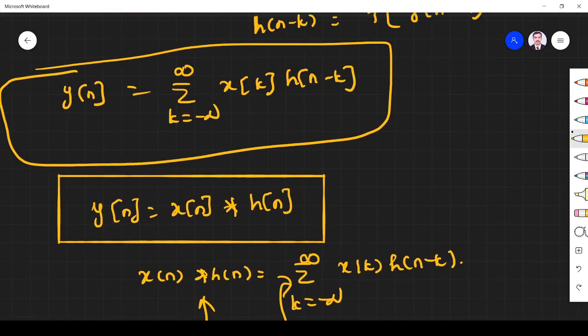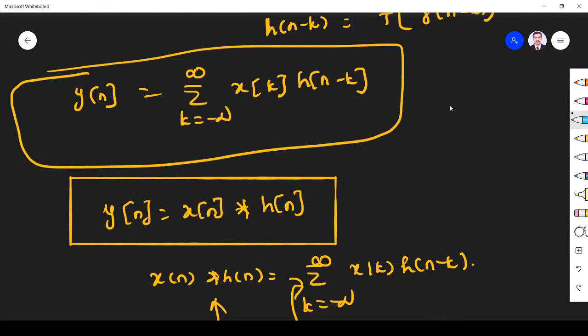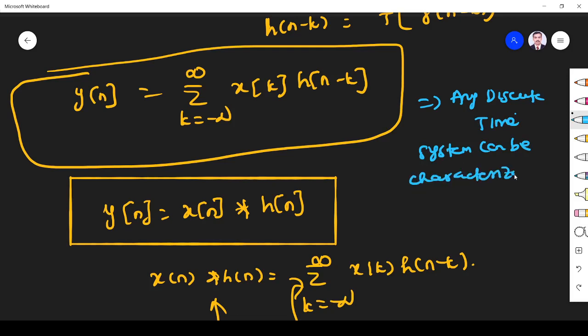So as usual, what I told, what is the beauty of this equation? This implies any discrete time system can be characterized by its impulse response. This I have explained in my continuous time video. Please refer to that. But anyway, I simply say that if I want 10 as output y of n, and x of n is, I have only 2. What I have to do? I have to multiply with 5. So I get 10.